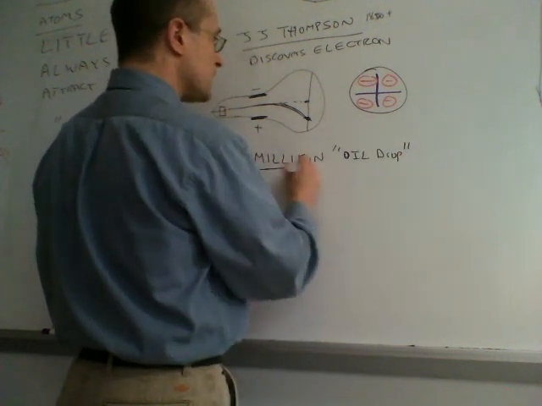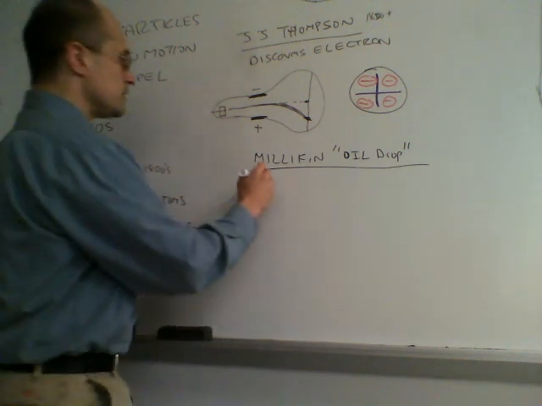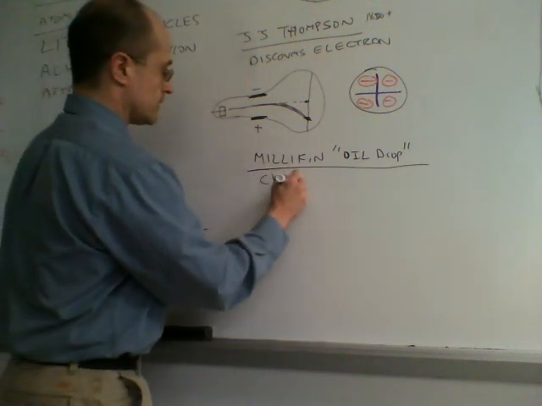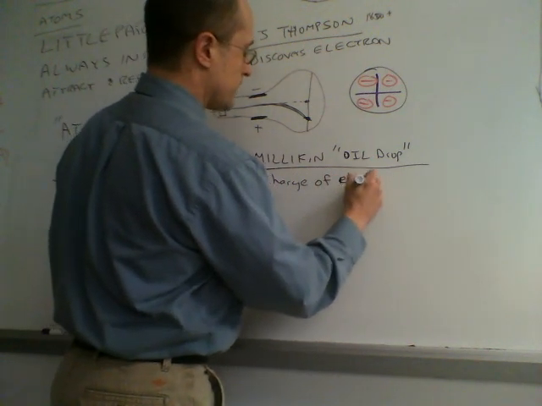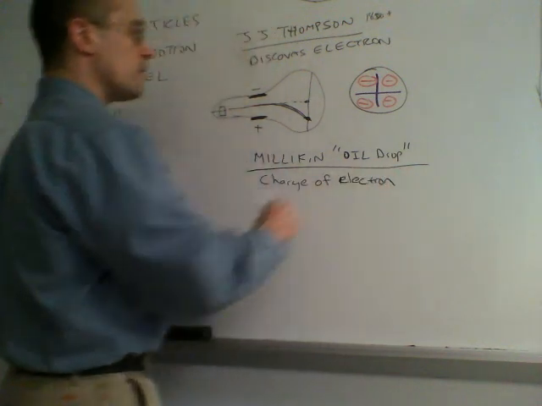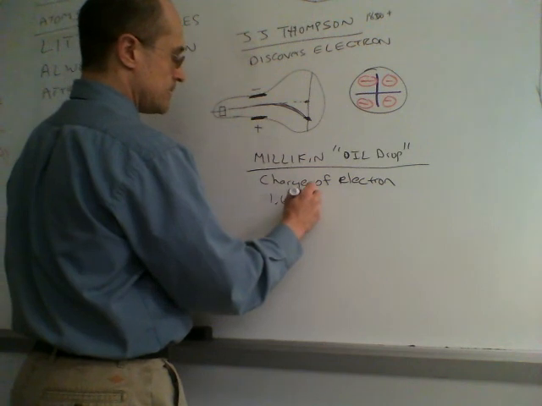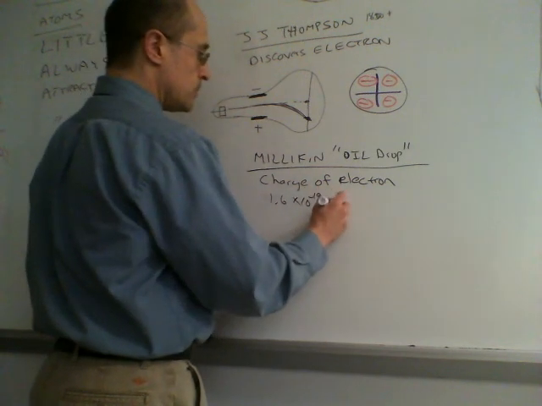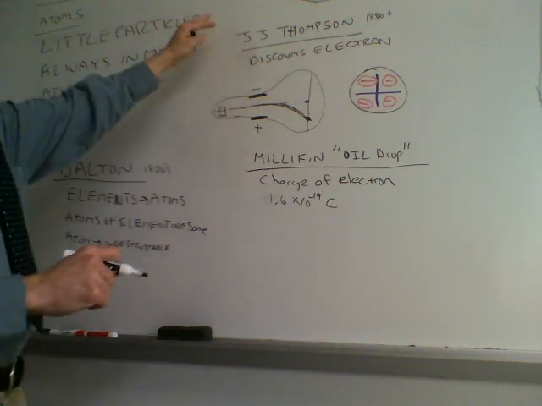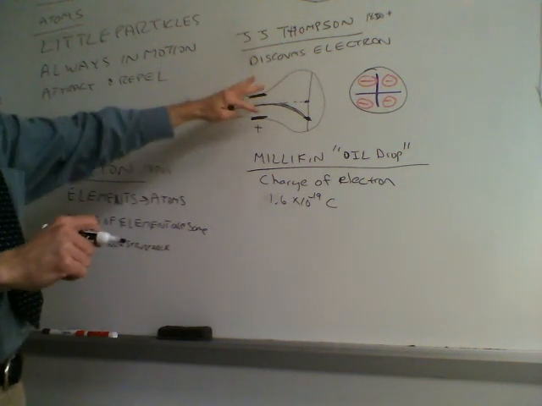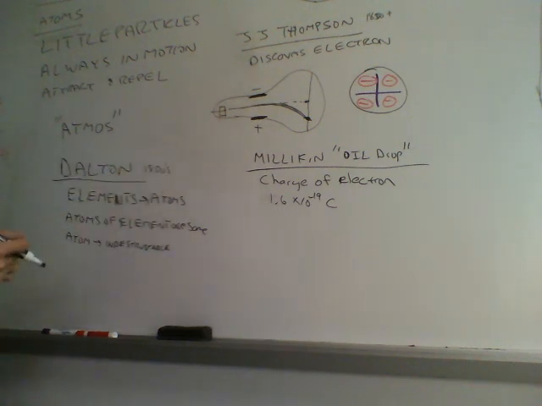And what Millikan comes along and does is an oil drop experiment, and he actually comes up with the charge of the electron. So he discovers the charge of the electron. He's the one that quantifies it and comes up with a number for the charge of the electron. And it turns out to be 1.6 times 10 to the negative 19 coulombs, if you're keeping track at home. So after Thomson discovers there is an electron, Millikan comes along and comes up with the charge value.